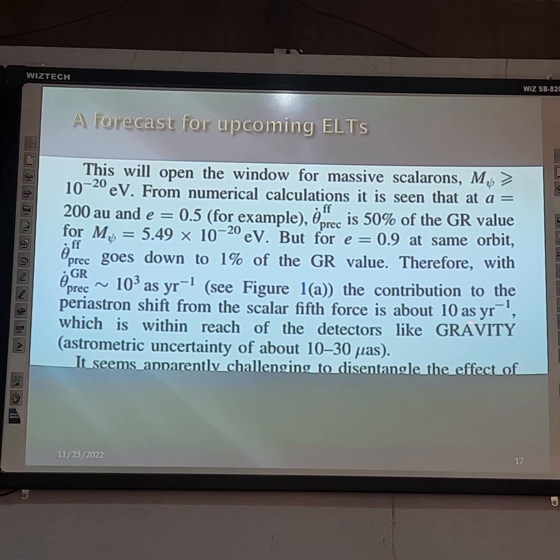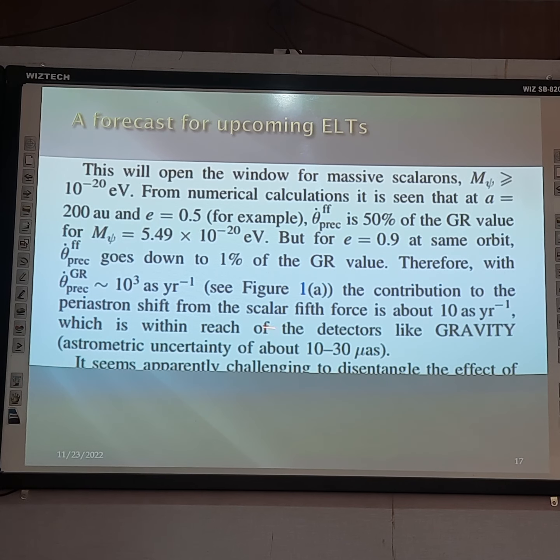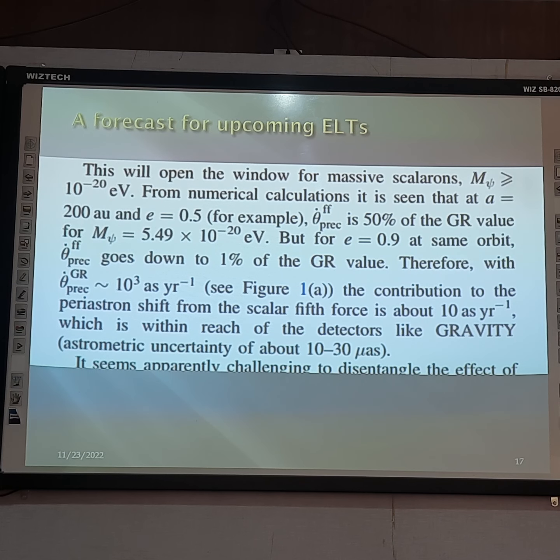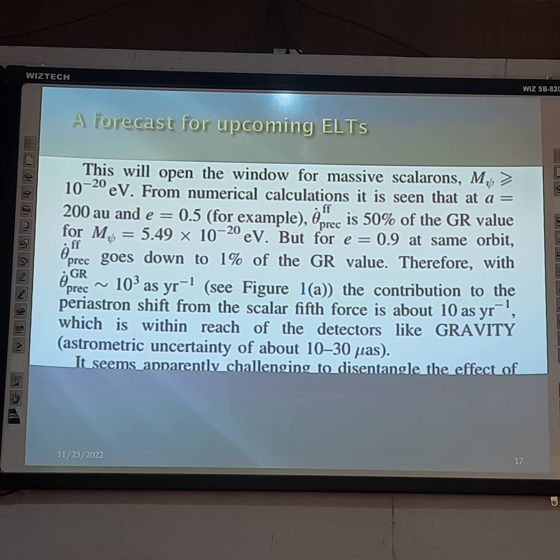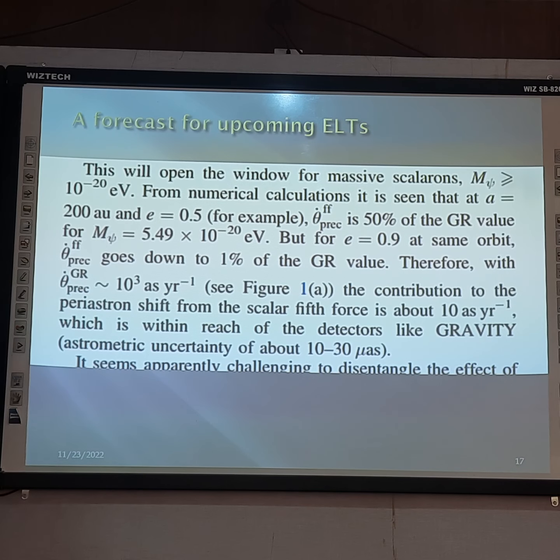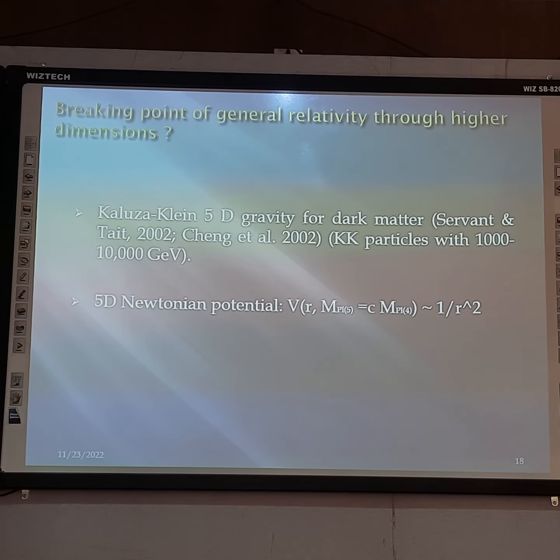Now if we see whether it is measurable or not, then we come to the astrometric accuracy of the telescopes. The existing astrometric instrument is GRAVITY, an interferometer at the VLT. That detector has an astrometric accuracy of 10 to 30 micro arc-second. And when the ELTs come out, they will have an astrometric accuracy of something like 5 to 10 micro arc-second. So we have good hope that we can constrain these scalarons, or we can rule out this scalaron by having the upcoming ELTs.